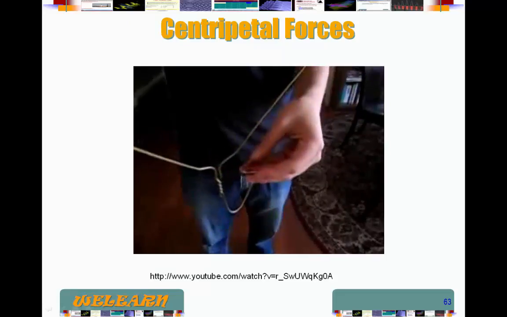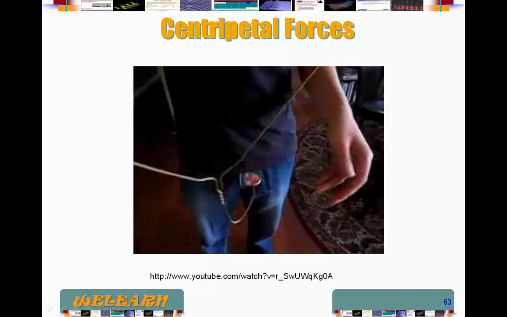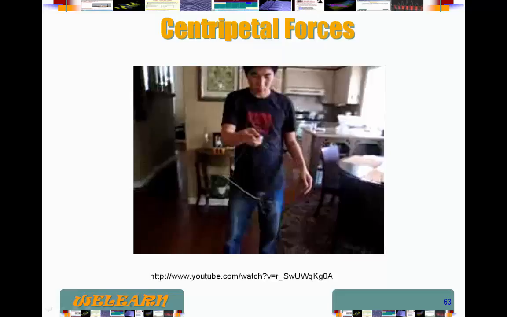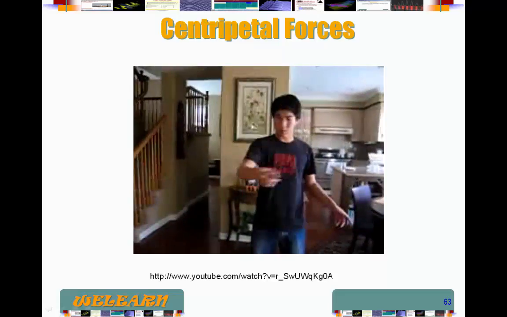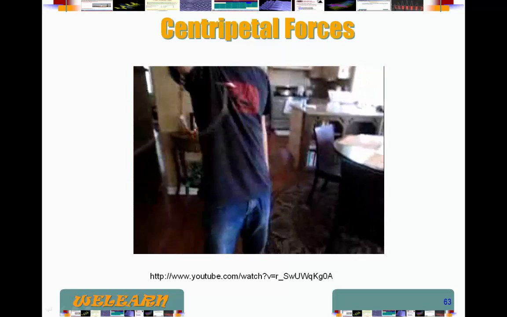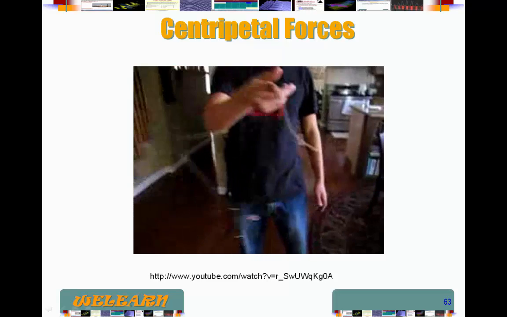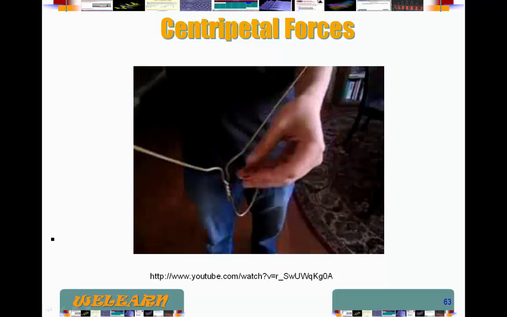Here he uses a coat hanger to get a penny to go around in a vertical circle. See there, it's pretty good. The penny does not fall. Same thing. In this particular case, when the penny is on the top, the coat hanger is going to act on it from the top, providing a normal force, and then there is the gravitational force. Now the combination of both, in this case also, provides the centripetal force.